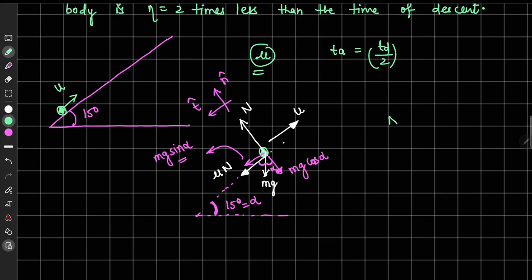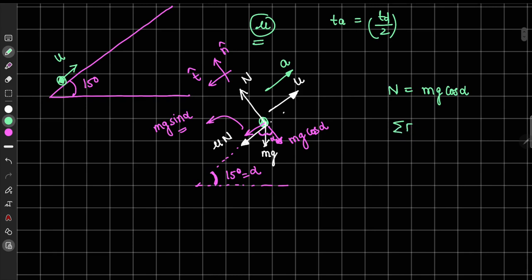As we don't have any acceleration in the normal direction, let us balance the forces in the normal direction. So we can write N is equal to mg cos alpha. If we write the forces in the tangential direction, and let us say the acceleration is in this particular direction, the net force is equal to mass into acceleration. So we can write mg sin alpha, minus mg sin alpha because it is in the opposite direction of the acceleration, minus mu times N, and N we have found as mg cos alpha, is equal to mass into acceleration.